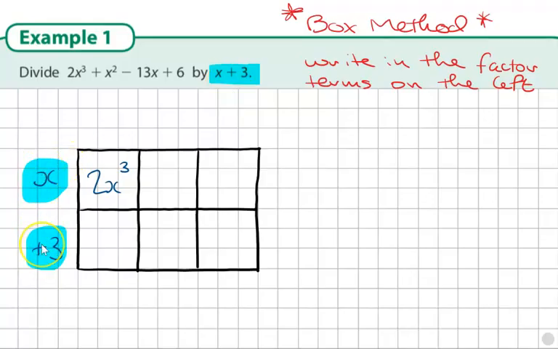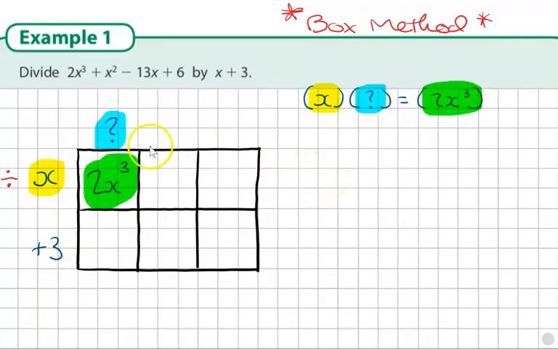So we have x and then plus 3. So we write in the factor terms on the left side. So the factor or the divisor, whatever you want to call it. So we're going to try to figure out what goes here, this blue question mark. So what multiplied by x will give us 2x cubed? So x multiplied by what will give us 2x cubed? So what we're going to do here is divide. And I've drawn in the little division symbol because for any of these boxes along the top, we are going to divide. So that's a little reminder for you that you divide for any of these boxes.